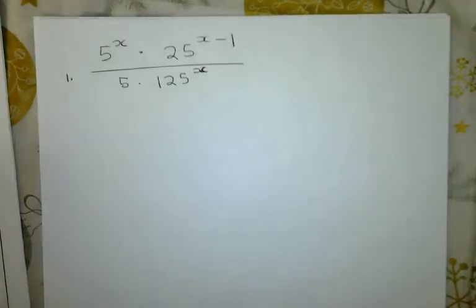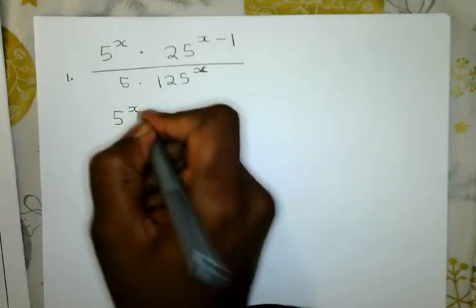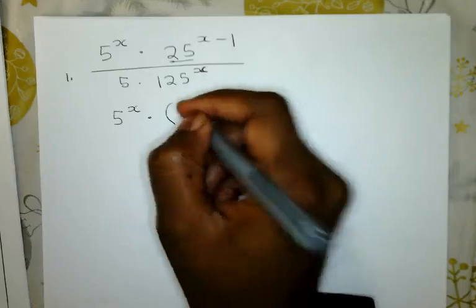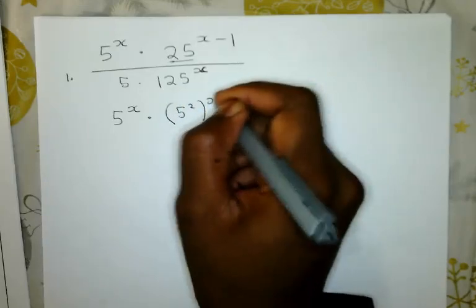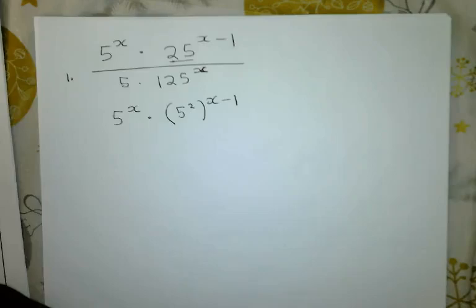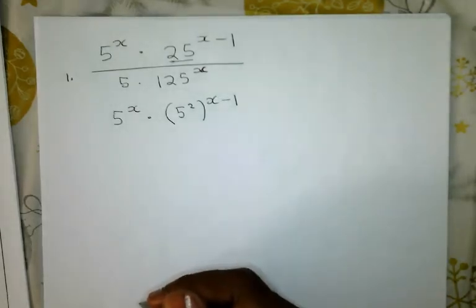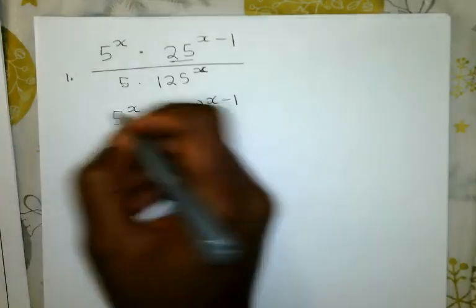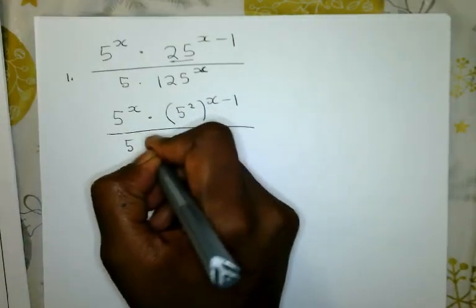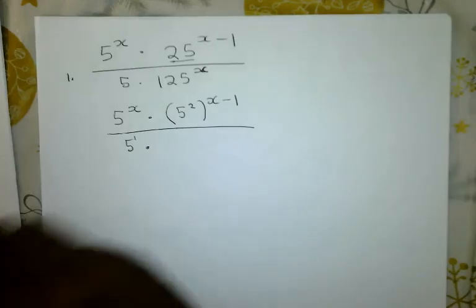What is the first thing we're going to do? Change to prime base. I can hear someone saying that. So this one stays the same. 25 becomes 5 squared, x minus 1. Don't forget the x minus 1. Okay, moving along. 5 stays the same. We know there's a 1 there. 125 becomes what? 5 cubed x. So that's the first thing.